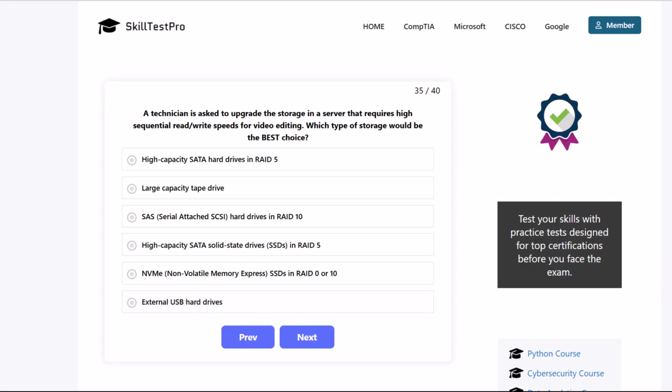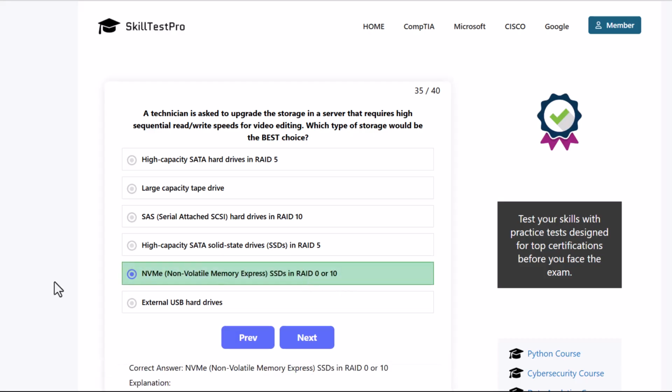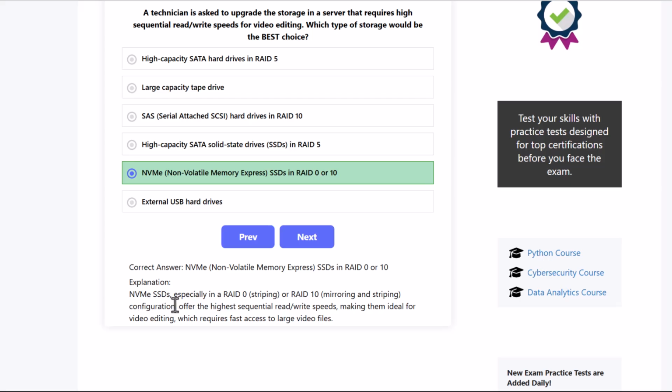Which would be the best solution here? And the best one would be NVMe, non-volatile memory express SSDs in RAID 0 or 10. As NVMe SSDs, especially in RAID 0 striping or RAID 10 mirroring and striping configurations, offer the highest sequential read-write speeds, making them ideal for video editing, which requires fast access to large video files.